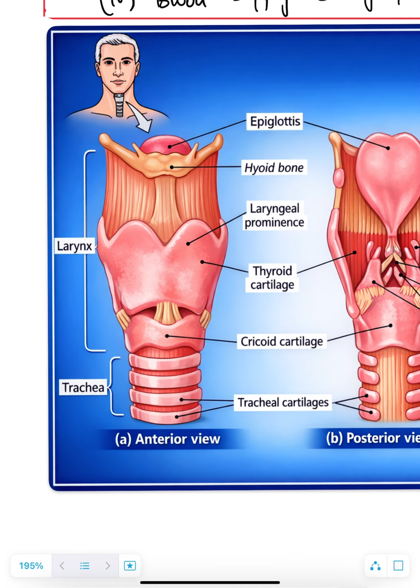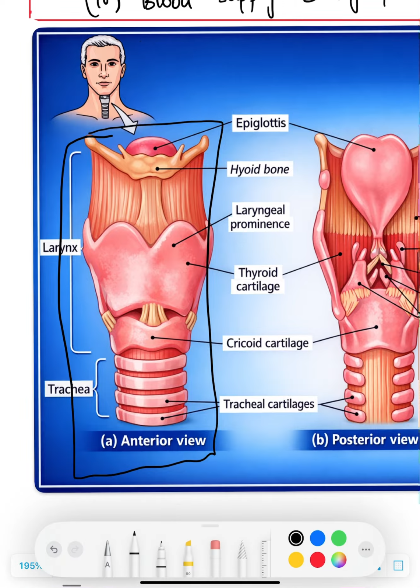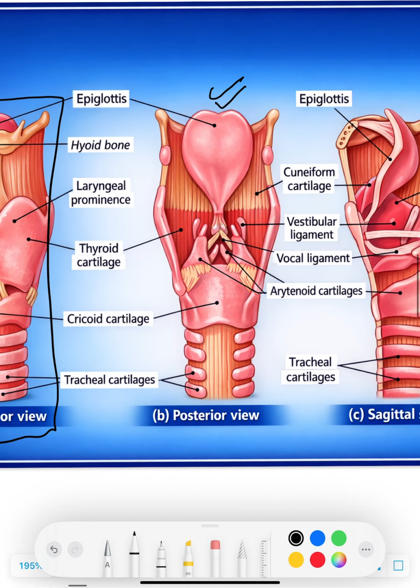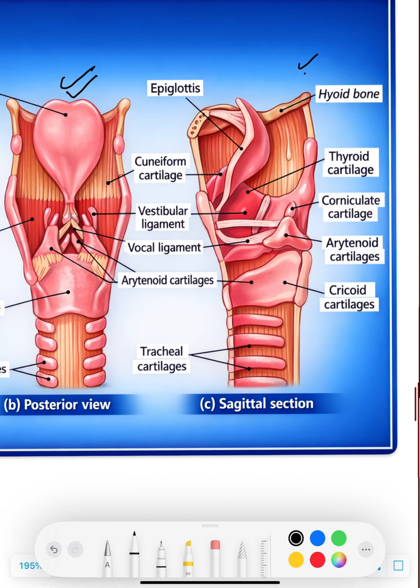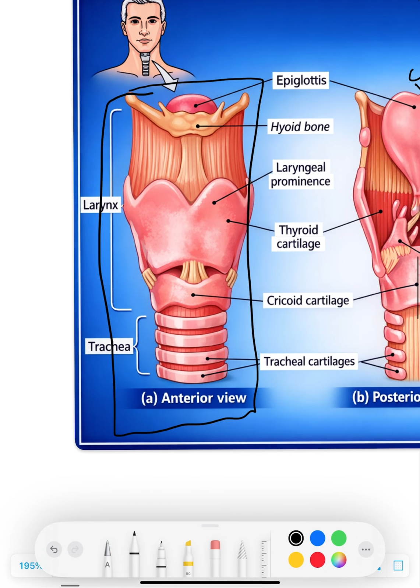How does a larynx look? This is the anterior view of the larynx, this is the posterior view of the larynx, and this is the sagittal view of the larynx. We'll come into detail how this looks, but a brief introduction. The thing over here is the epiglottis. This is the hyoid bone. This is the thyroid cartilage. This is the cricoid cartilage, and this whole thing is the tracheal rings.